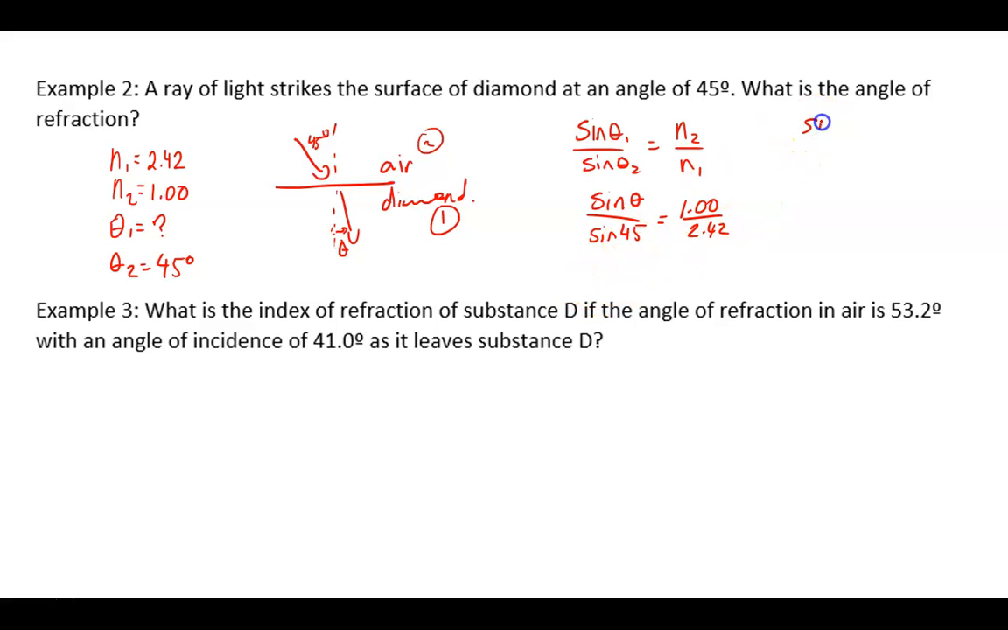Multiplying both sides by sine 45 gets you this equation. And as you solve for theta, remember it's not just sine 45 divided by 2.42. You've got to inverse that sine, but you're going to find that angle is equal to 17 degrees, which is expected, that it would be lower than 45 because this is in fact bending towards the normal.